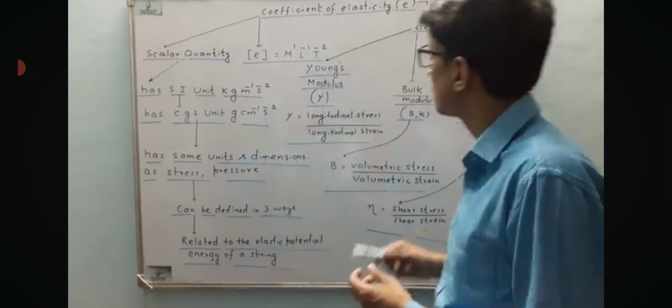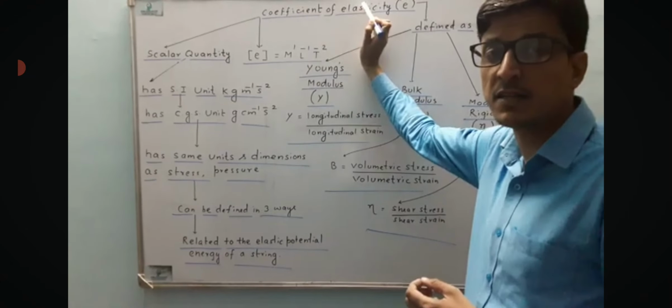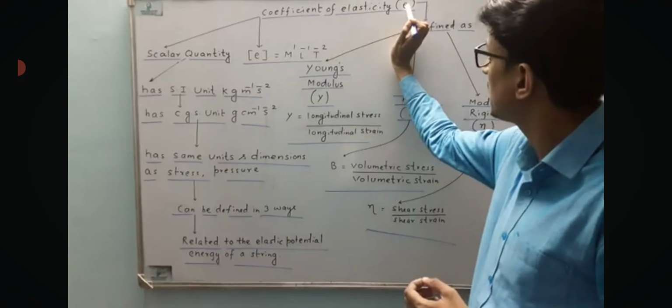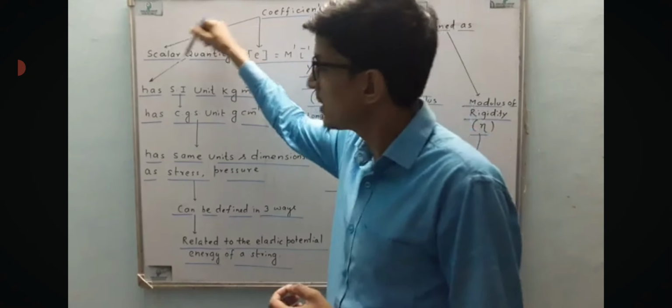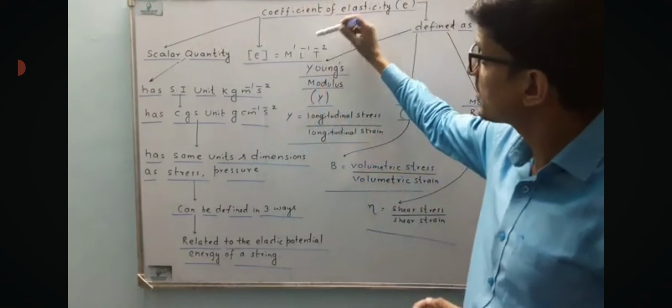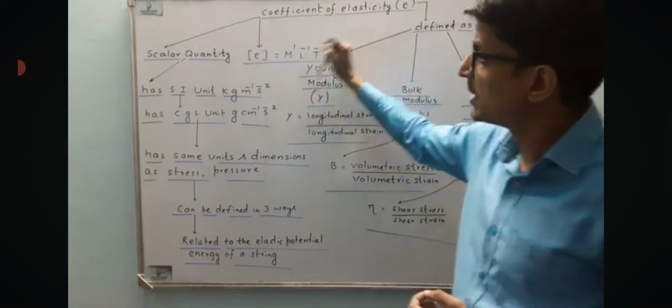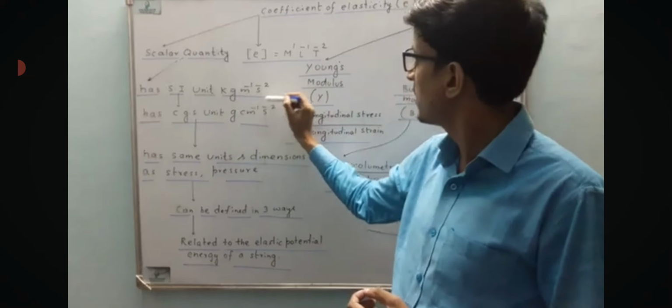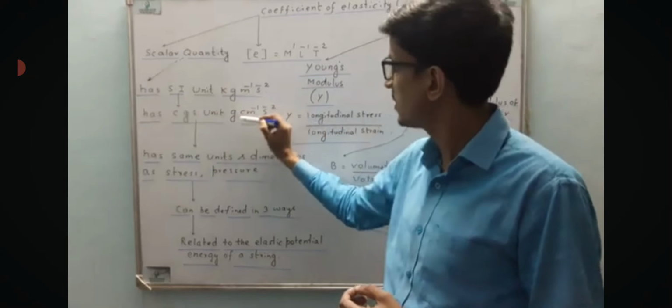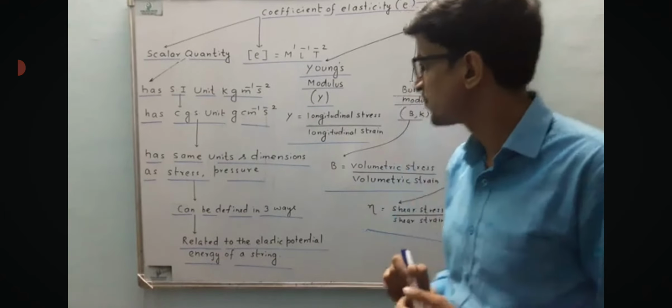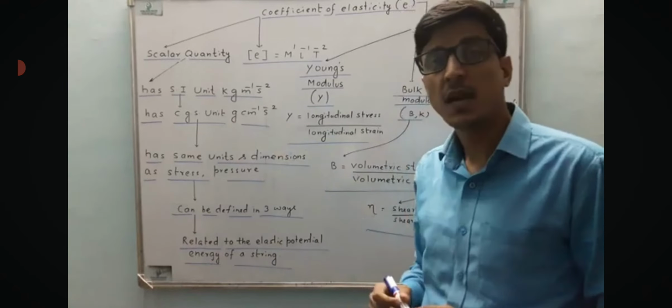So the first thing is coefficient of elasticity. It is represented by the symbol E and it's a scalar quantity. Its dimensions are M^1 L^-1 T^-2. It has SI units kilogram meter^-1 second^-2. It has CGS unit gram per centimeter second^-2. It has the same units and dimensions as that of stress and pressure.